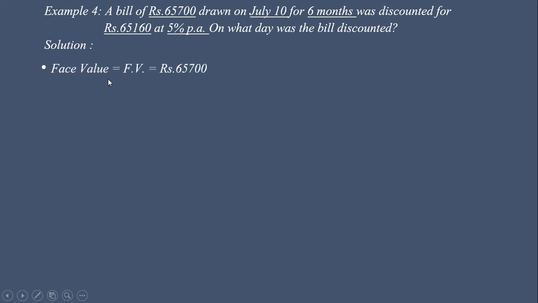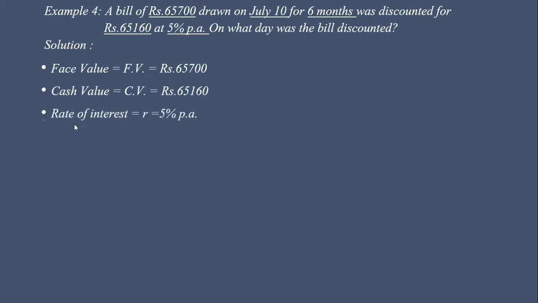Now let us list the given things. Face value is given, rupees 65,700. Cash value is given, rupees 65,160. Now these two values are given. It is equivalent to banker's discount being given. So rate of interest is 5%. Date of bill is 10th July. Period of the bill is 6 months.